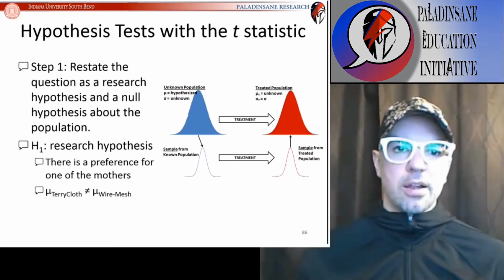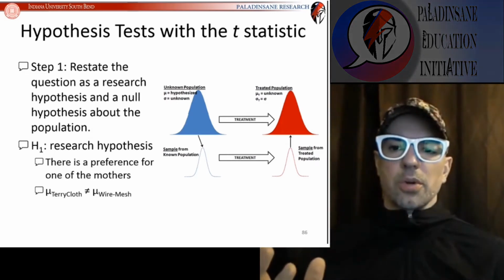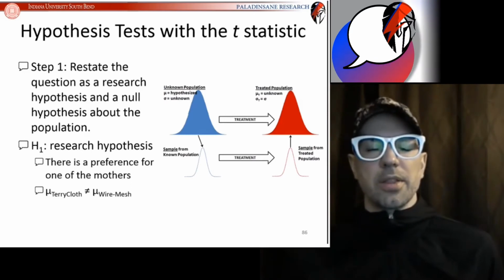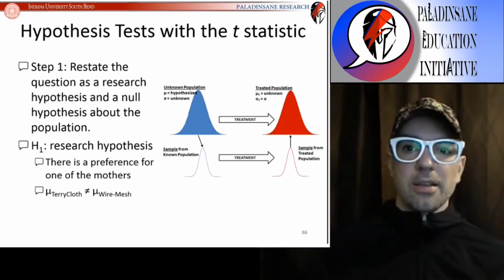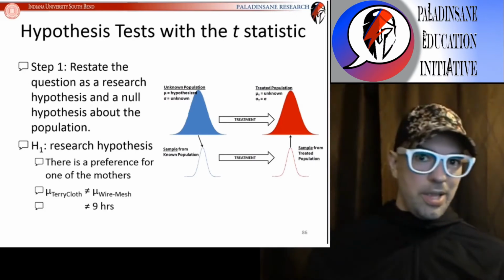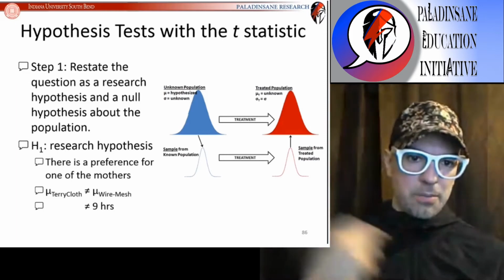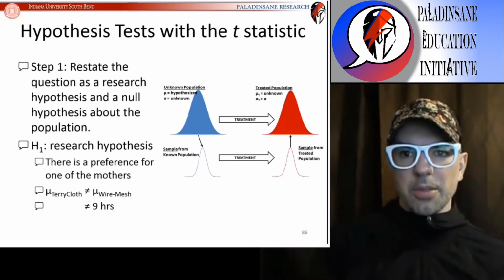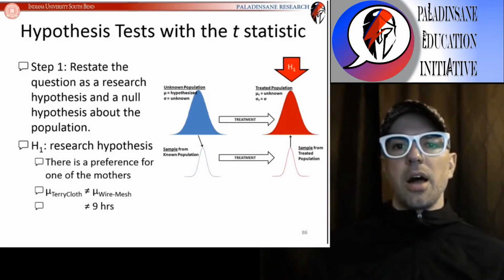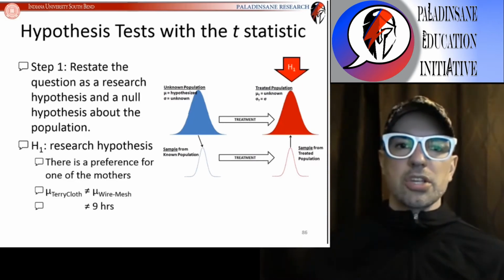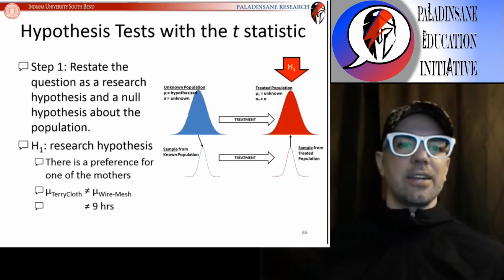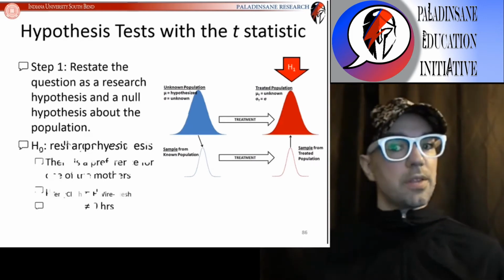We know what those numbers are. If the two mothers were equally preferred, they'd spend 9 hours with the terry cloth mother and 9 hours with the wire mesh mother. So if they're not spending equal amounts of time, then they can't spend 9 hours with the terry cloth mother. So we know that the research hypothesis can be written as the mean time spent with the terry cloth mother does not equal 9 hours. And if that is true, then these monkeys belong to a population where they prefer one of the mothers. On the other hand, if there is no preference for the mothers, we're in the null hypothesis.